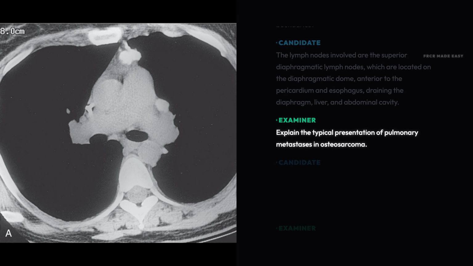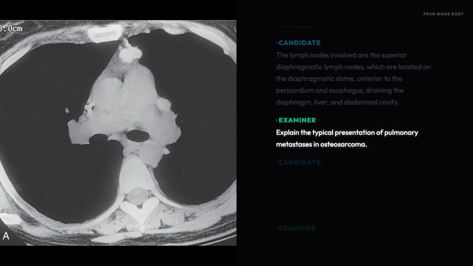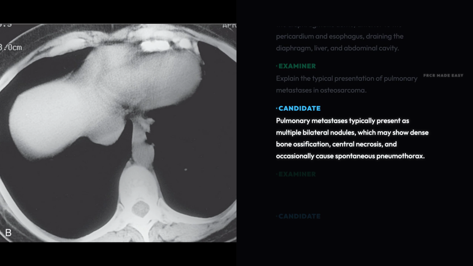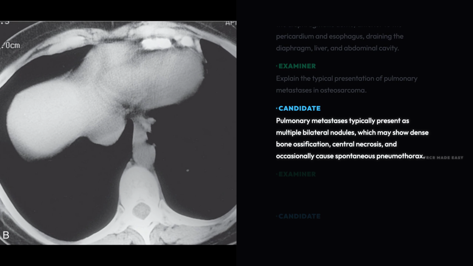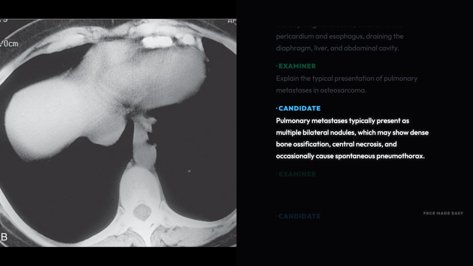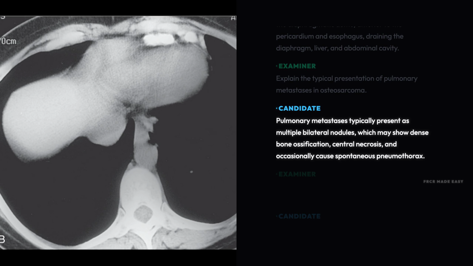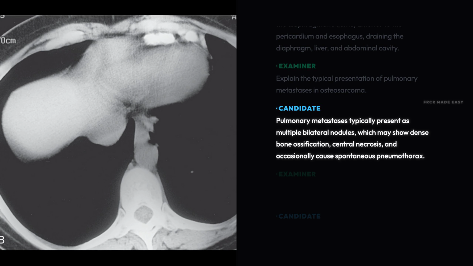Explain the typical presentation of pulmonary metastases in osteosarcoma. Pulmonary metastases typically present as multiple bilateral nodules, which may show dense bone ossification, central necrosis, and occasionally cause spontaneous pneumothorax.